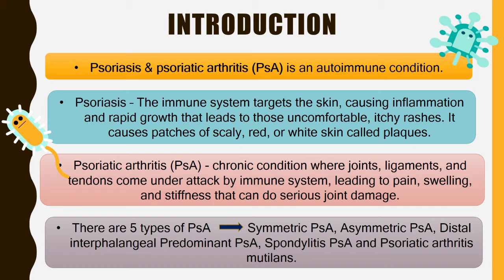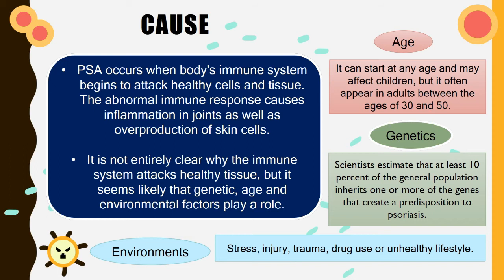There are 5 types of psoriatic arthritis, which are symmetric psoriatic arthritis, asymmetric PSA or psoriatic arthritis, distal interphalangeal predominant PSA, spondylitis PSA, and psoriatic arthritis mutilans. What are the causes of psoriatic arthritis? It is when the body's immune system begins to attack healthy cells and tissue. The abnormal immune response causes inflammation in joints as well as overproduction of skin cells.